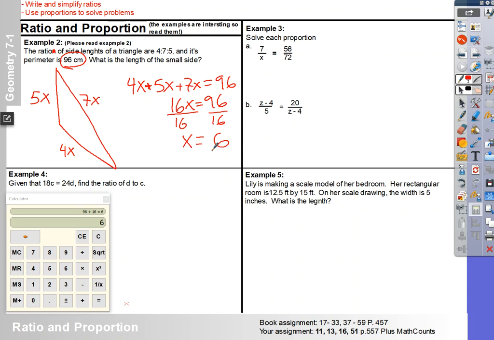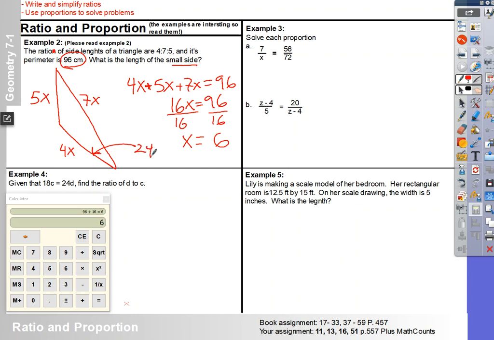Oh, am I done yet? No, because I need to know the length of the small side. Well, the small side is 4 times my scale factor. Oh, that's not bad. 4 times 6 is 24. So this side length is 24. That was kind of fun.